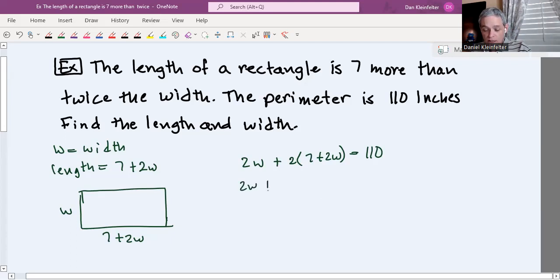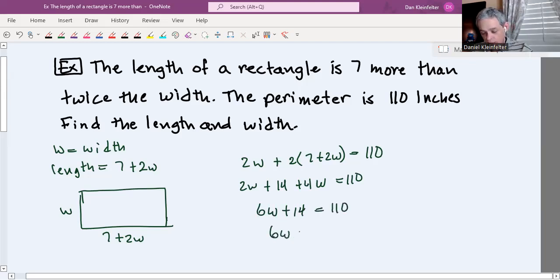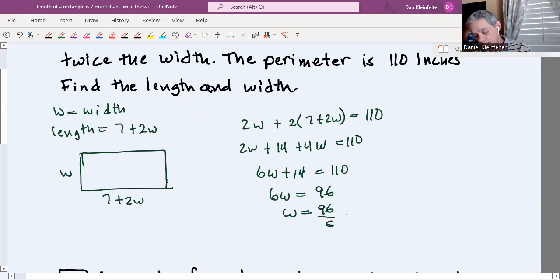Okay, so this is an equation just in W's that we can solve. So I'm distributing to remove parentheses. We're going to combine like terms. And then let me subtract 14 from both sides. So W will be 96 over 6. And that is 32 times 3, that is 2 times 3, 16.